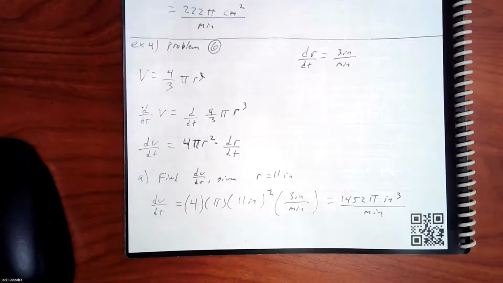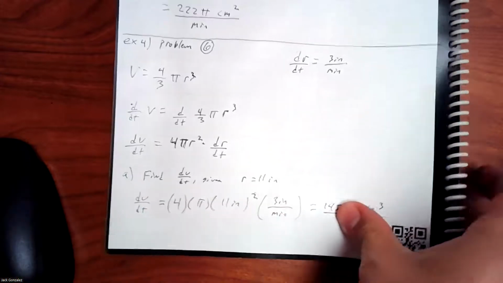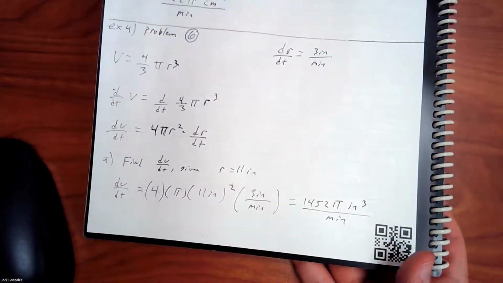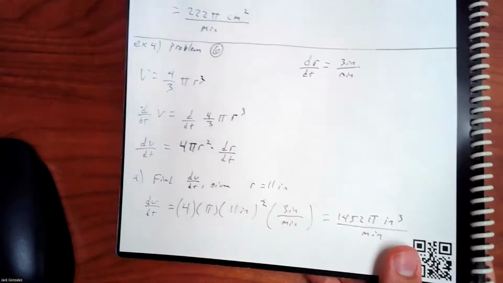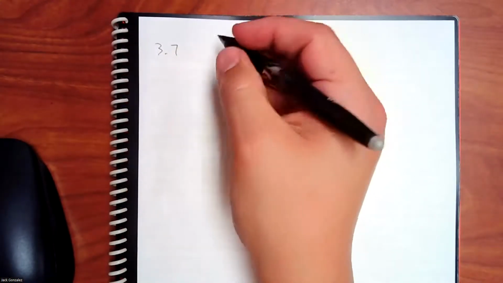Let's move on to 3.7, I guess. You guys cool on 3 and 4? Three point seven, like I was saying earlier, it's pretty chill.